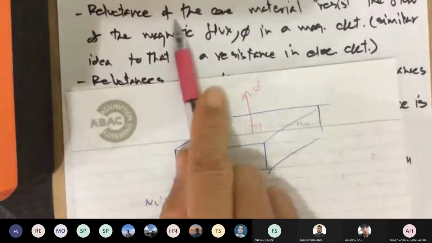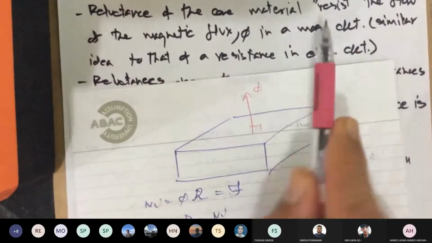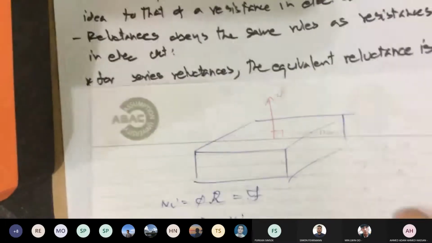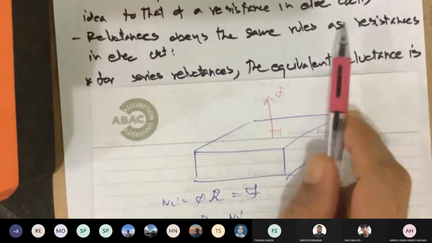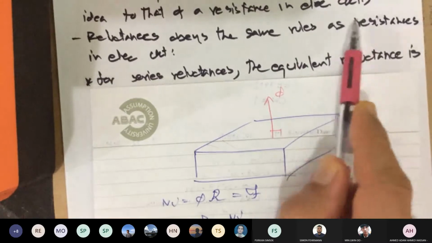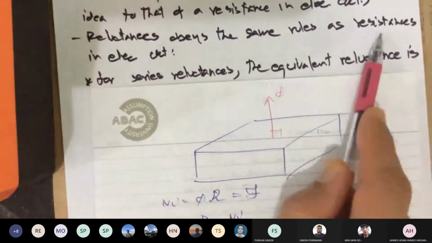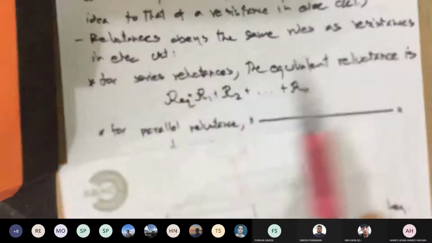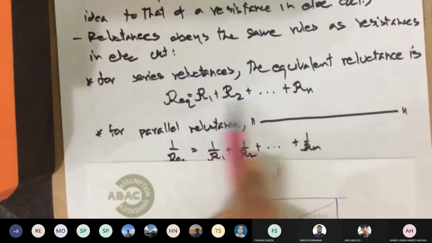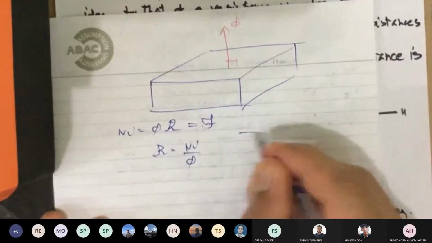Okay. And it says here that reluctance of the core material resists the flow of the magnetic flux. I just explained that previously. In a magnetic circuit, similar idea to that of resistance in an electric circuit. Now, what happened is that we are using this similar analogy to electric circuit. So all the features, all the laws apply in this magnetic circuit, meaning what? Reluctances obey the same rules as the resistances in an electric circuit, meaning for series reluctances, the equivalent value is the sum of all the series components. So Req is R1 plus R2 plus R3, just like resistances added together.